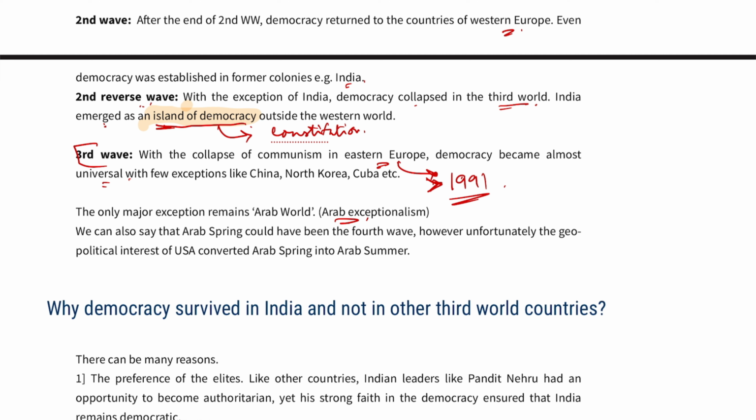You can also say that Arab Spring could have been the fourth wave. However, unfortunately, the geopolitical interest of USA converted Arab Spring into Arab Summer. Now, this is important to note.